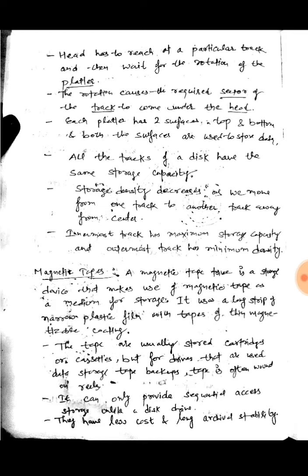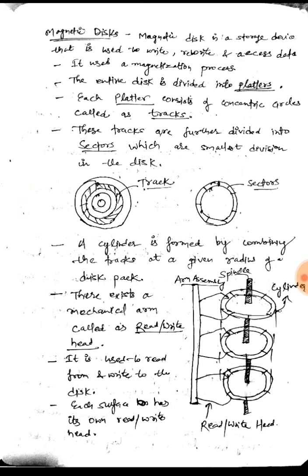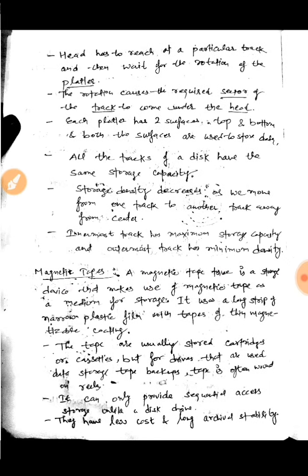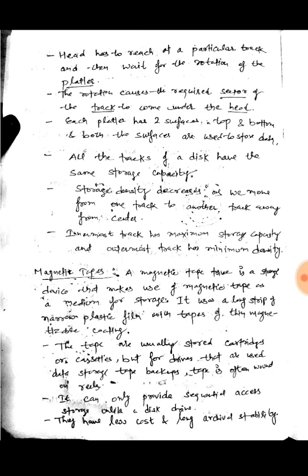The head has to reach a particular track and then wait for the rotation of the platters. The rotation causes the required sector of the track to come under the head. Each platter has two surfaces, as you can see. Every platter has two surfaces, one above and one below, in which we can store our data. Both the surfaces can be used to store data.